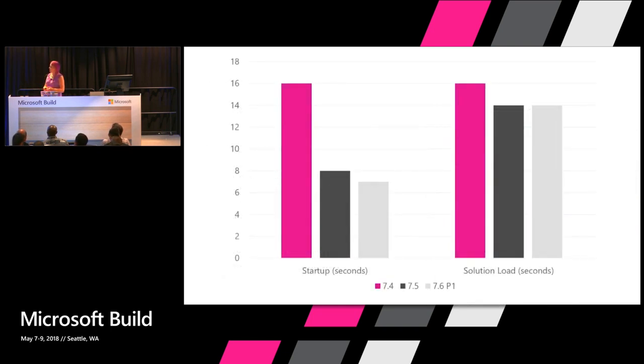So here's a chart showing some of the performance improvements that we made. Going from 7.4 to 7.5, we cut startup time to half what it was. And in 7.6 preview one, it's even a little lower. We've also made improvements on solution load, and we have some more improvements on both of these coming up.